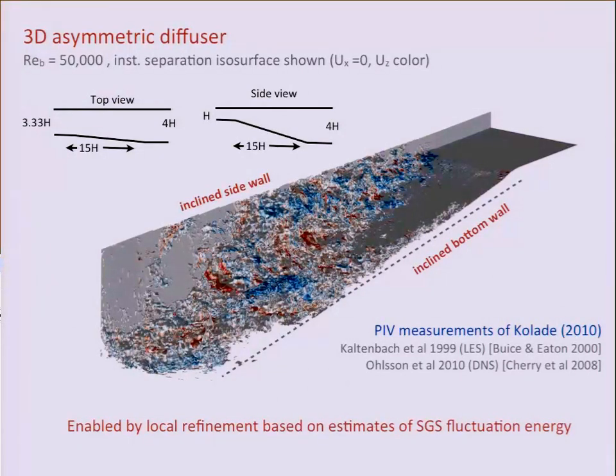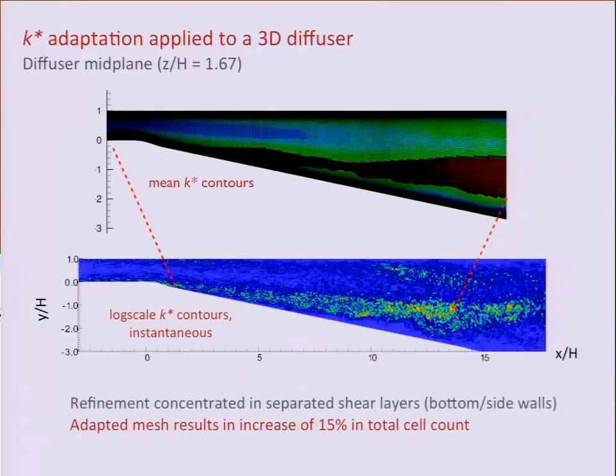You wouldn't find this geometry in practical engineering configurations. One of the peculiarities of this geometry, so what's visualized in this plot is the instantaneous separation in the diffuser. The separation starts in the corner between the inclined bottom and side walls, and then that slowly expands throughout the volume of the diffuser. And the real enabling piece that we had was to use this local refinement technology based on our estimates.